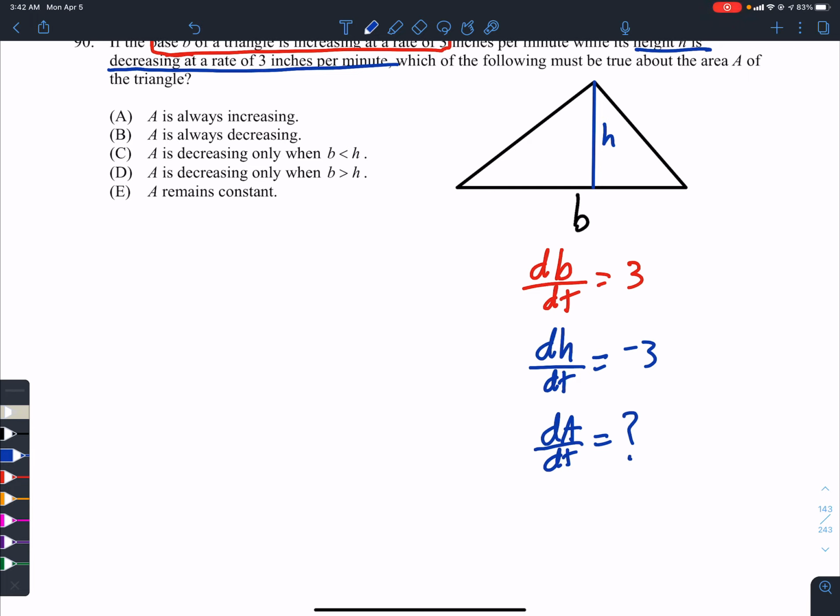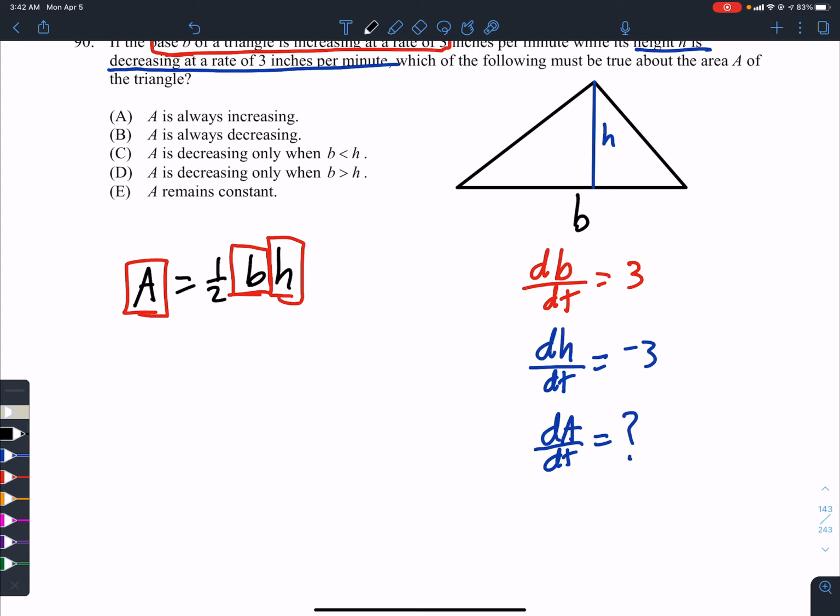Okay, so we have a formula for area. Area is 1/2 base times height. And we want to change that into rates, so we need to take derivatives with respect to time. But again, area is a function of time. The base changes as time changes, and the height. So those three you have to treat as functions, not variables.